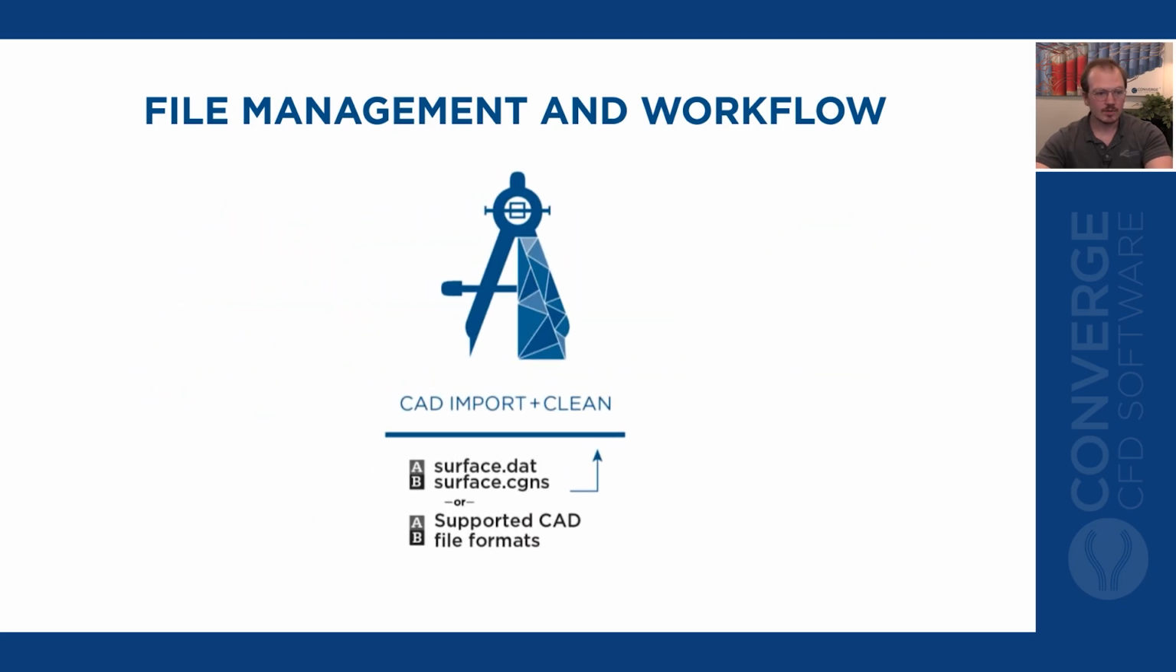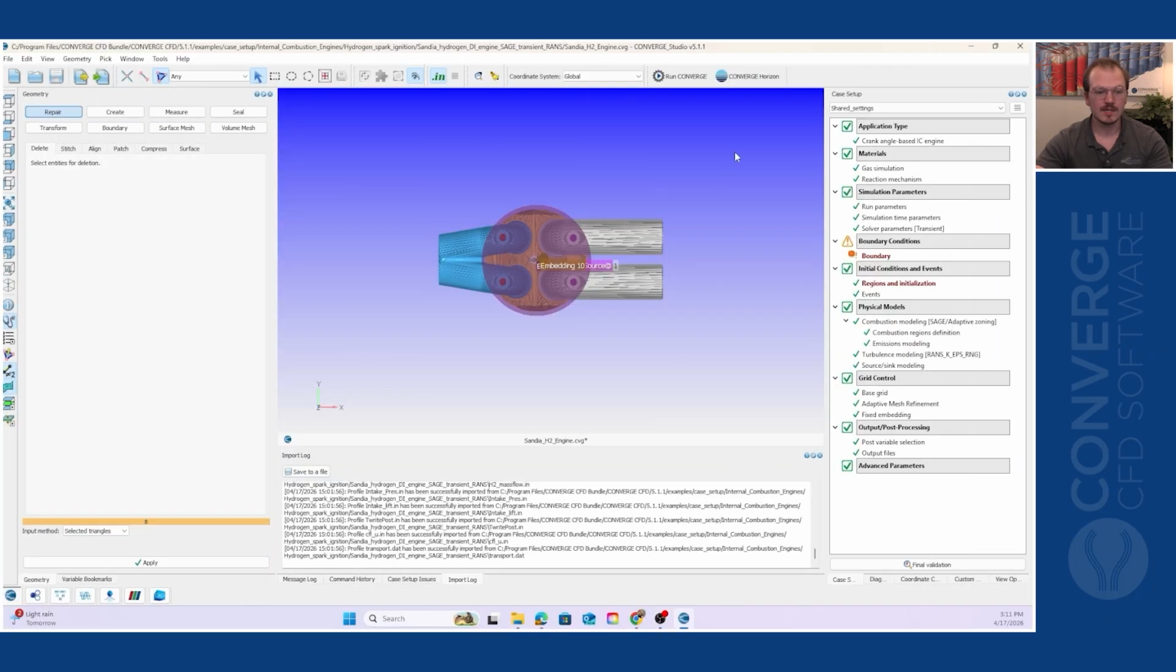In this stage, you will be mainly working with CAD files and surface files. Typically, you'll import a CAD file, clean up and prepare the geometry, and then convert it to a surface geometry file, which we will then work with throughout the case setup. The surface geometry information must be contained in a .dat or .cgns file. To see what type of CAD files you can import into CONVERGE, go to Import CAD in the File drop-down menu.